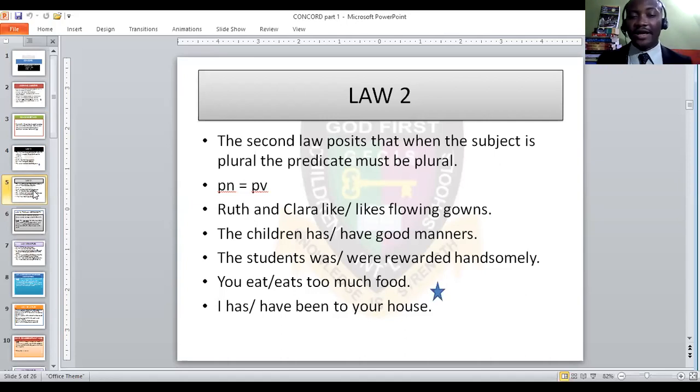You eat or eats too much? Now, my star has come. I also have a sentence: I have stroke has been to your house.